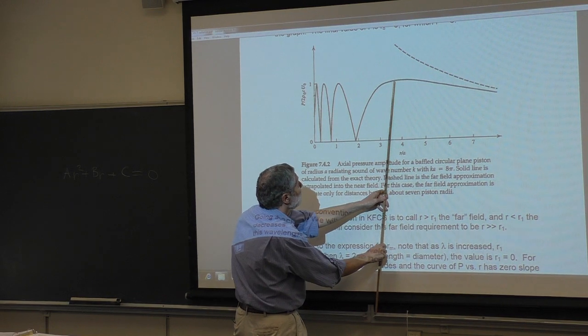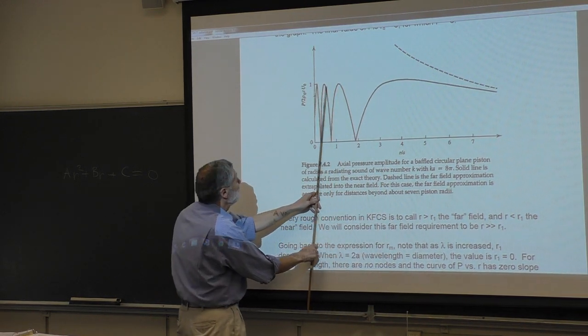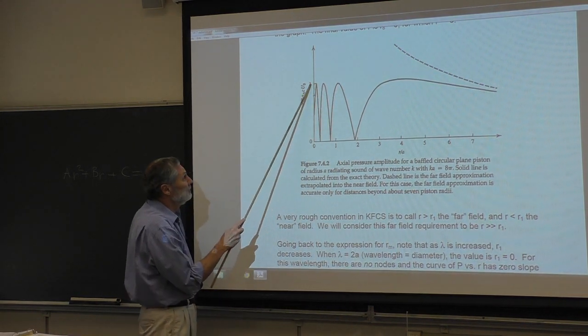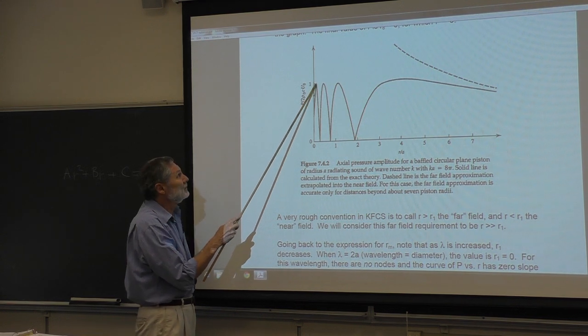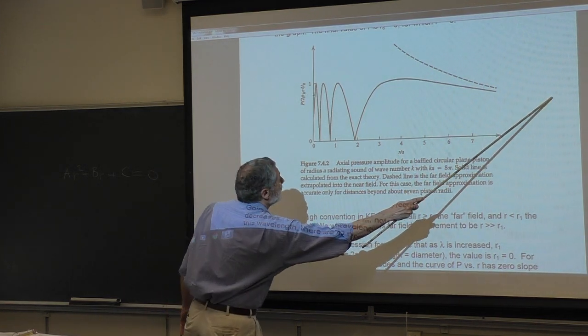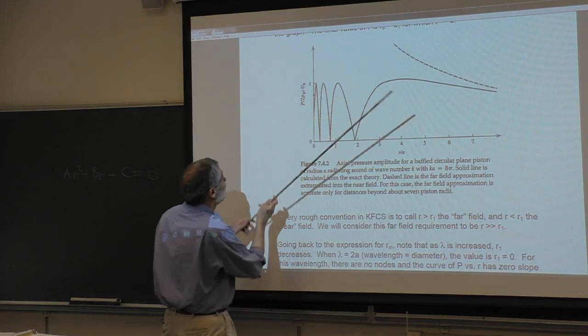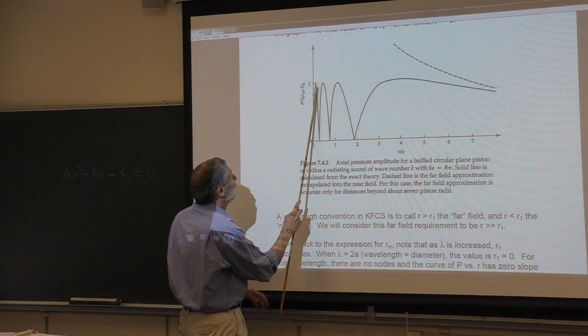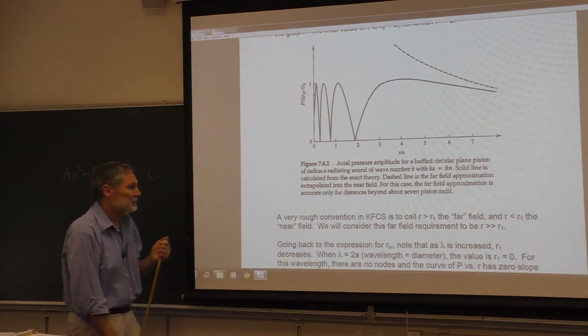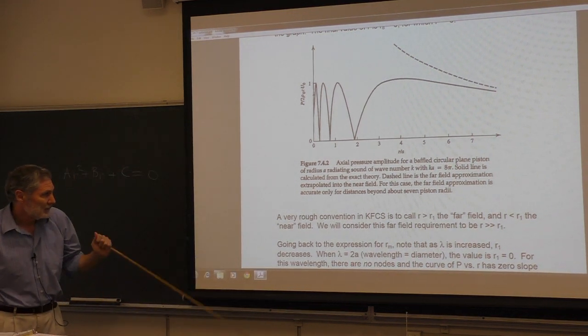This is going to move down like this, and when the wavelength equals the diameter, R1 becomes exactly equal to 0. So the sound field comes in like this, rolls over, and comes in with 0 slope right at R equals 0. That's mentioned here.